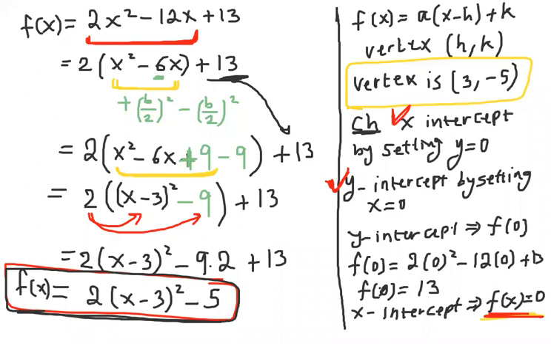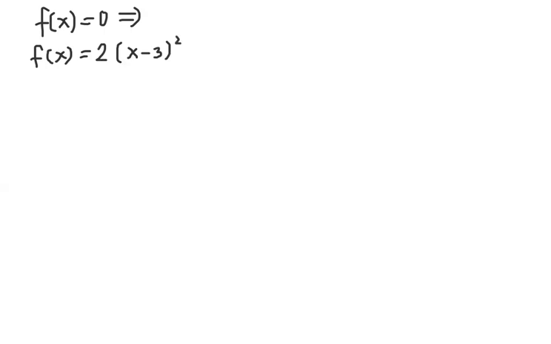So I'm going to the next slide. f of x equals 0. By using the standard form, I know the standard form is f of x equals 2 times (x minus 3) squared minus 5. Making f of x equal 0, we have 0 equals 2(x minus 3) squared minus 5.